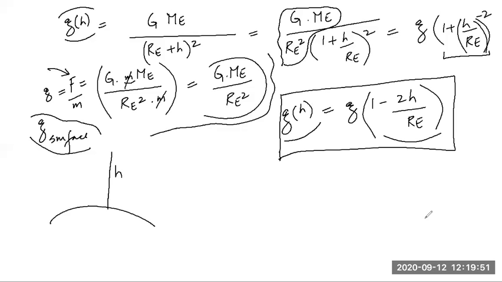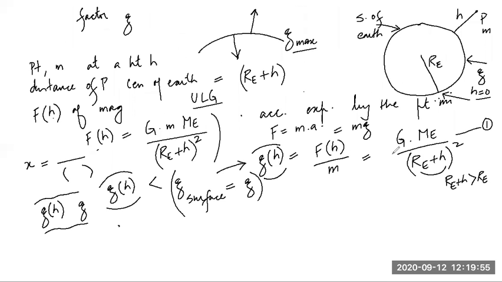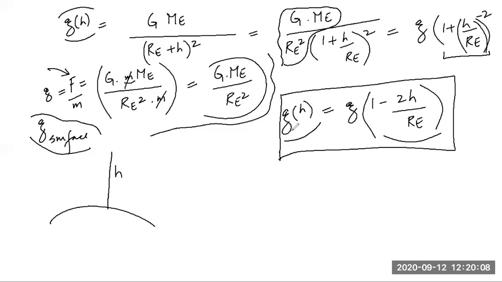Now since I've already proven that acceleration due to gravity is equal to G Me divided by (Re plus h) square, Re plus h is more than Re. That means the denominator is more, g of h is less than g surface. If this is the case, then it's understood that g of h is decreasing.